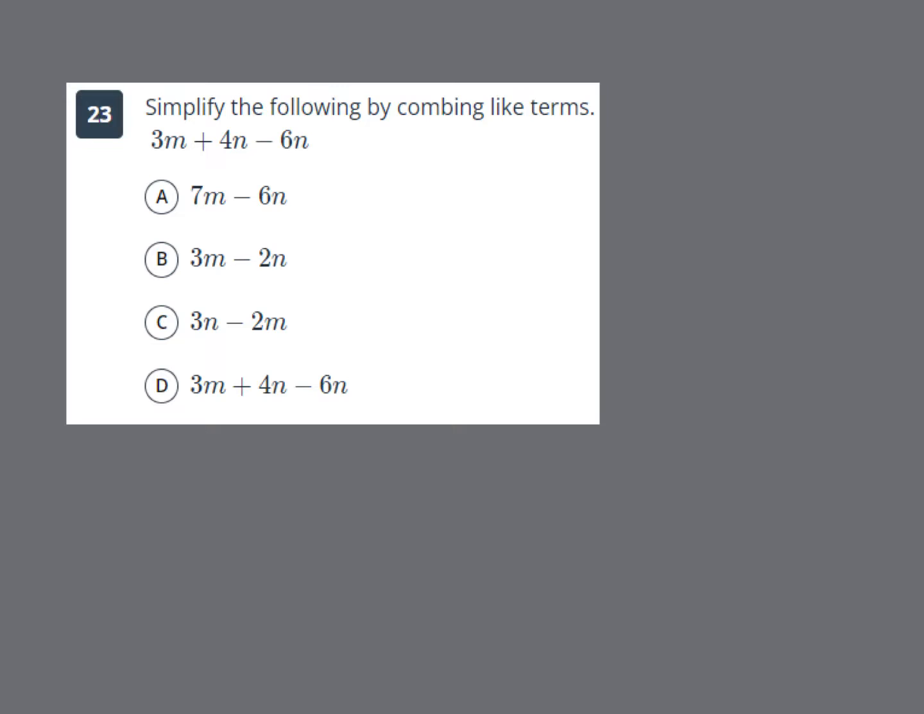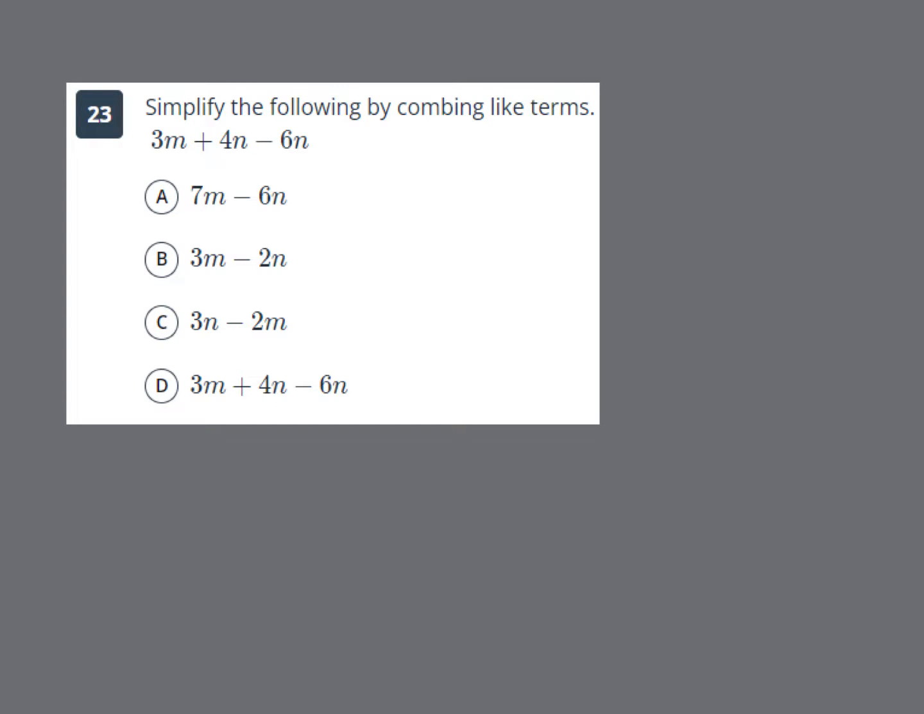Simplify the following by combing like terms. That is hilarious. I did not type that. Well, I didn't type any of these questions. But anyway, we are not going to comb them. We are going to combine them. I just noticed that right now. So I hope you got a good laugh just like I did.